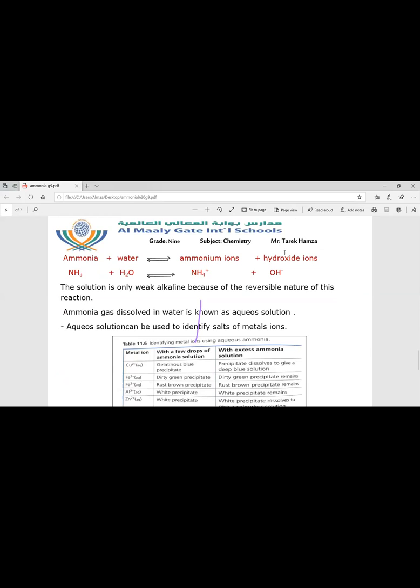It forms what is called an aqueous solution. When ammonia gas dissolves in water, it forms an aqueous solution of ammonium hydroxide. Aqueous solution can be used to identify salts of metal ions, like in this table.